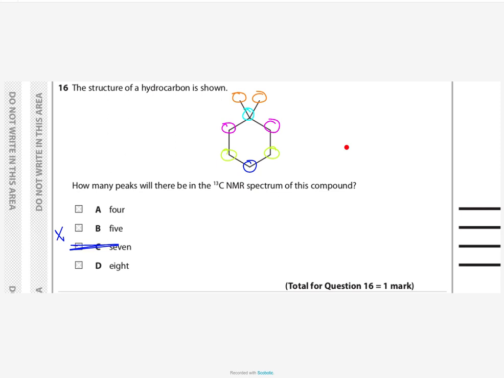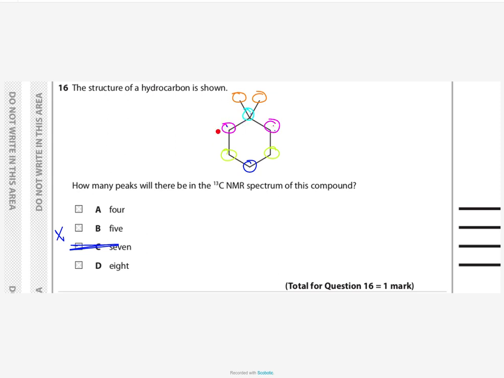Now in C13 NMR, the peaks depend on the number of carbons in different environments. If the carbons are in the same environment, they will produce the same peak. Same environment, same peak. Now you see these two CH3 groups. The neighbor of each is a carbon. Same neighbor, right? So it's the same peak. And this carbon's neighbor is a CH3 from one end, CH2 from the other end. This carbon, CH3 from one end, CH2 from the other end. So this is the same environment.